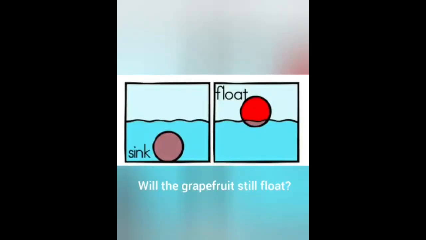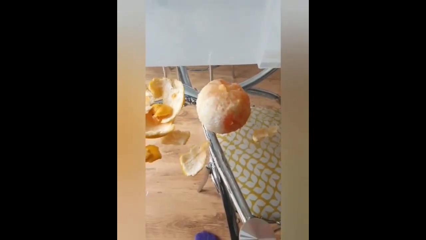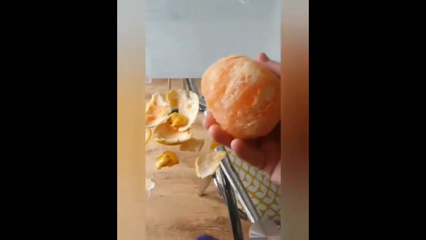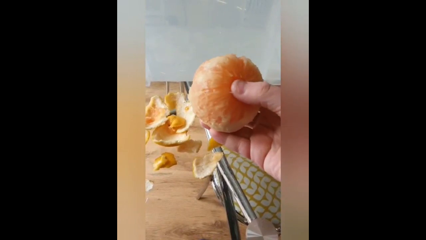But what happens if I peel my grapefruit? So here it is, I've peeled the grapefruit. There we go. So what's going to happen now? Will it sink or will it float? Oh, look, it sinks. So before, when it had its skin on, it floated. Now I've taken the skin off, it sinks. So what's going on there?